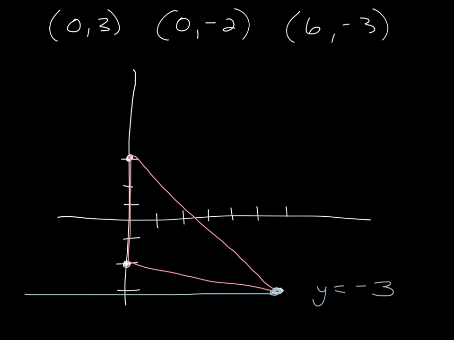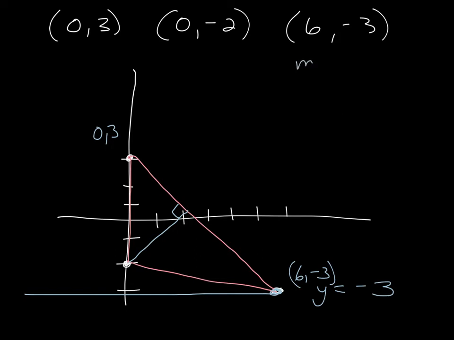I only need one more equation and I can find the altitude. Now, I'm going to choose to find the slope of this line right here, from 0, 3, and 6, negative 3. And when I find the slope of that, I can find the slope of the perpendicular line to that line, right? So let's do that.